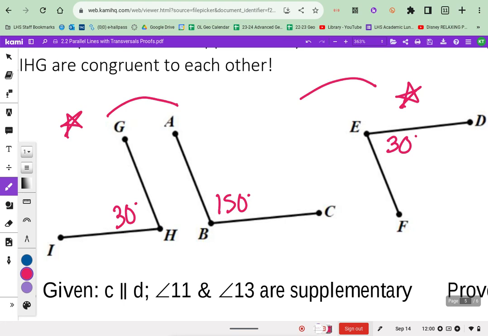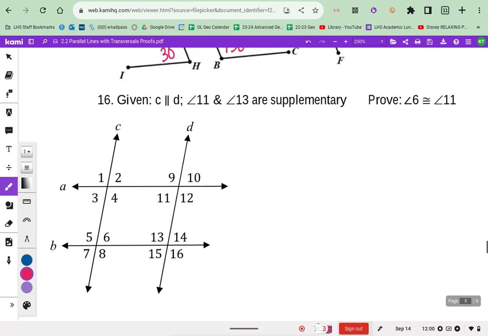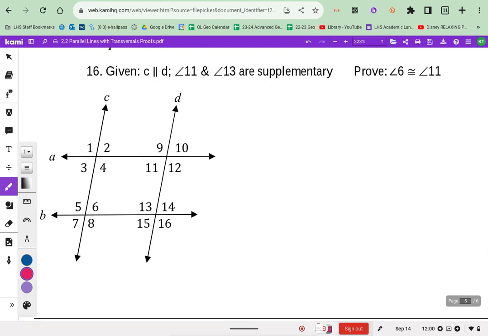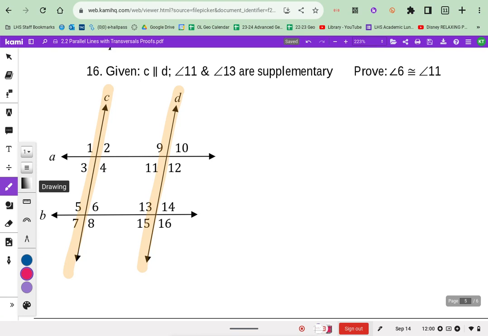Okay, so I'm going to show you it's 3 steps. This whole proof is 3 steps, and it's our last one that uses this thing so that you can see what it looks like. All right, so this one, number 16. We've got that C and D are parallel. And we're told that angles 11 and 13 are supplementary. And we want to prove angle 6 is congruent to angle 11. So I'm first just going to make my T-chart.